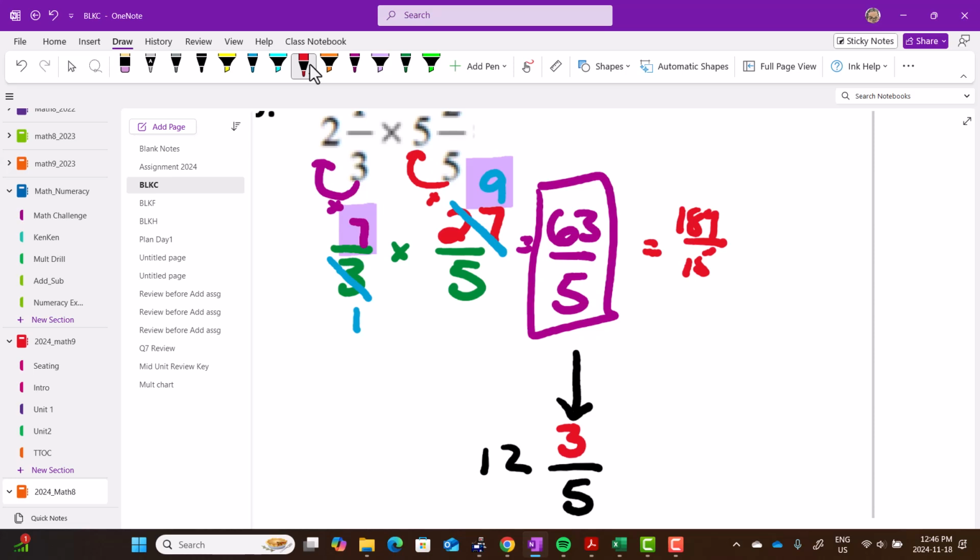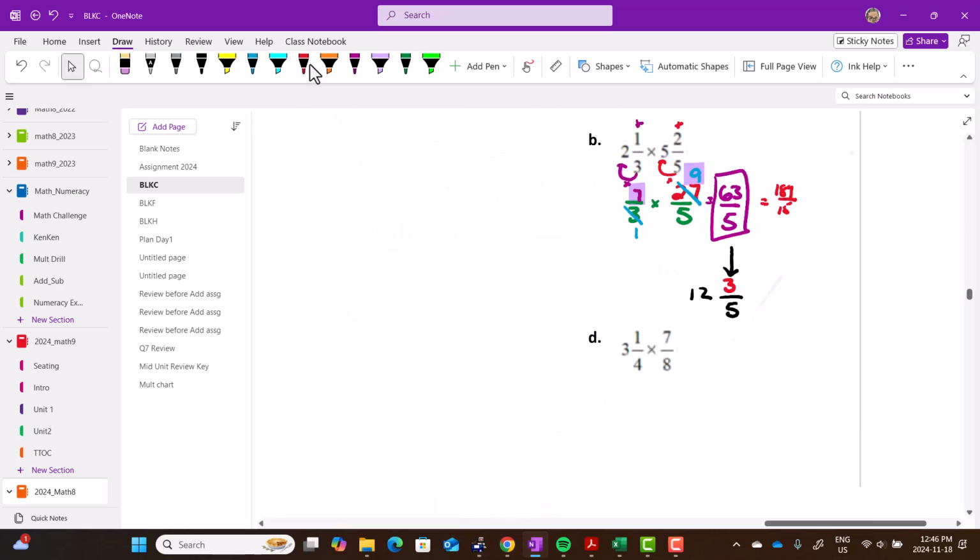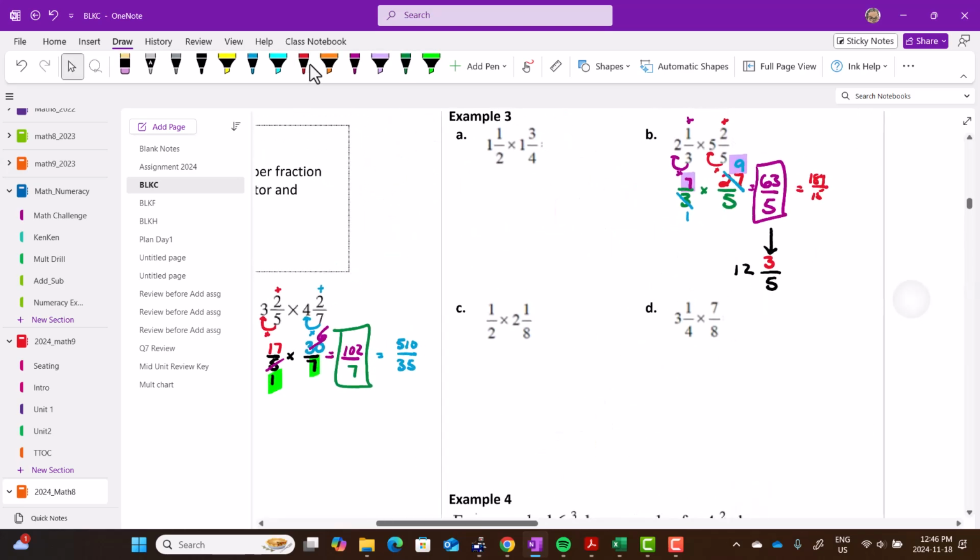So that philosophy is going to depend on your teacher. If you have a different teacher next year, they may say, hey, you always have to write your answer that way. My background is physics and chemistry and stuff like that. And for us, in those kinds of classes, it makes more sense to keep numbers like this. So it depends on your teacher's background. Okay? All right.